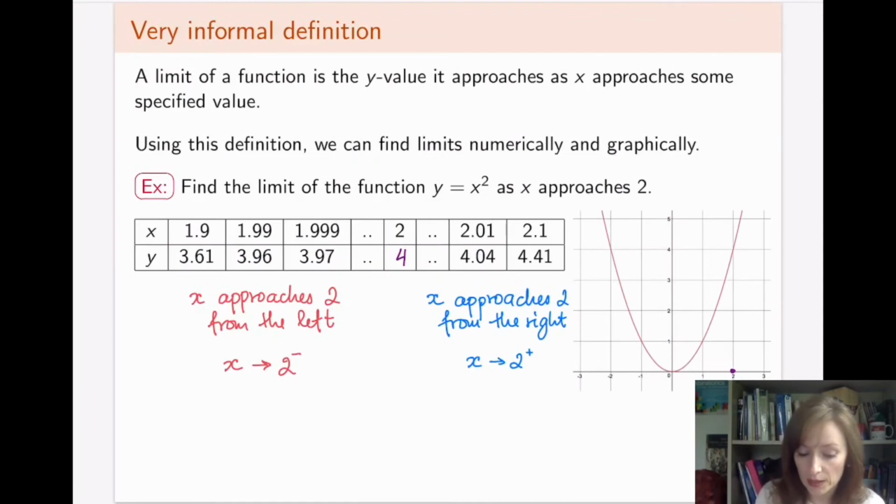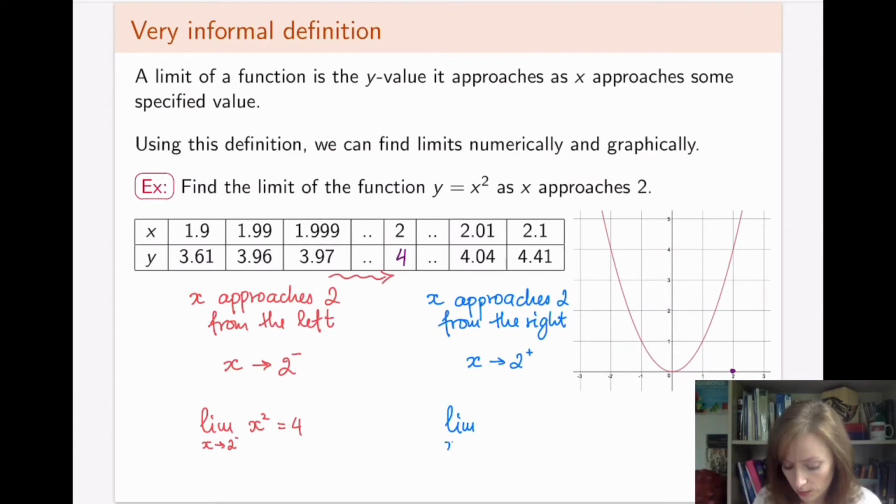So going back here, just for practice, on the left we had that the limit as x approaches 2 from the left of our function, which was, again, remember, y equals x squared, so of x squared is equal, we decided that it was in fact approaching 4. And similarly, on the right, we can say that the limit as x approaches 2 from the right of our function was also equal to 4. Okay, so this is just how we use the notation.